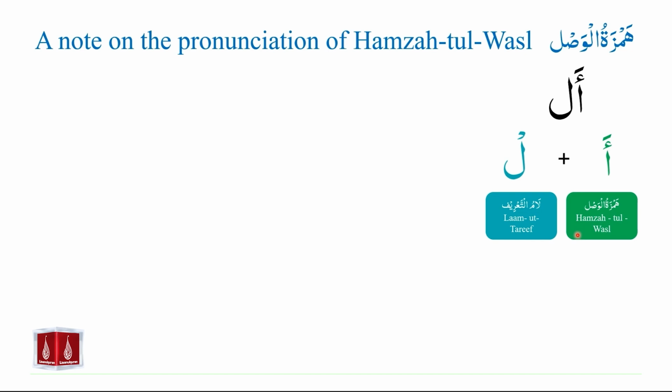We have the word Al-Kitab. In Al-Kitab, I will be pronouncing the Lam in the Al, because the alphabet that follows the Lam, which is Kaf, is included in the list of Qamari Huruf or moon letters. So the final pronunciation will be Al-Kitab.